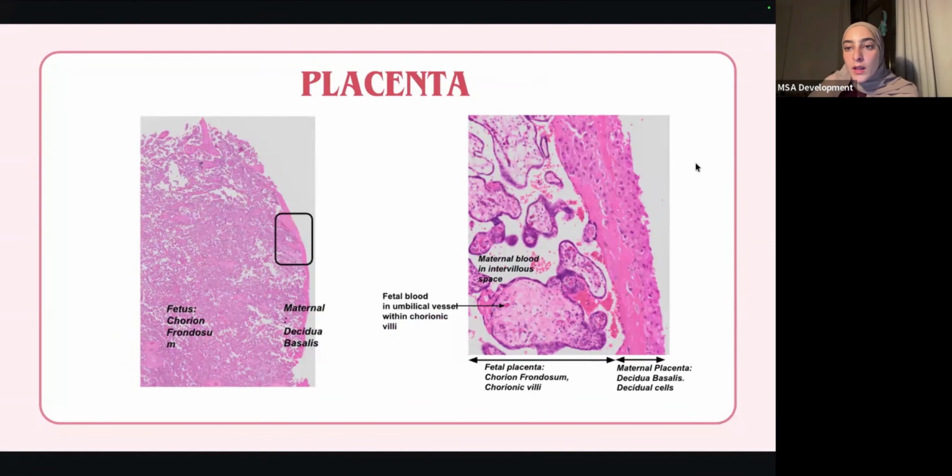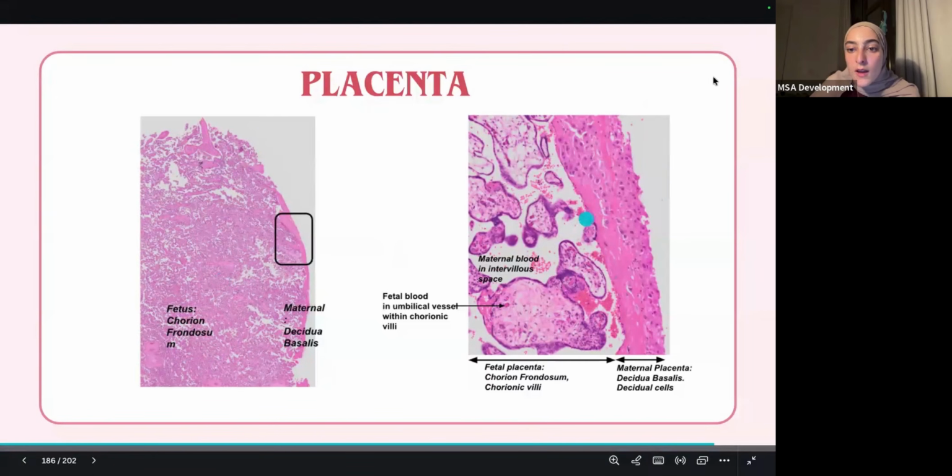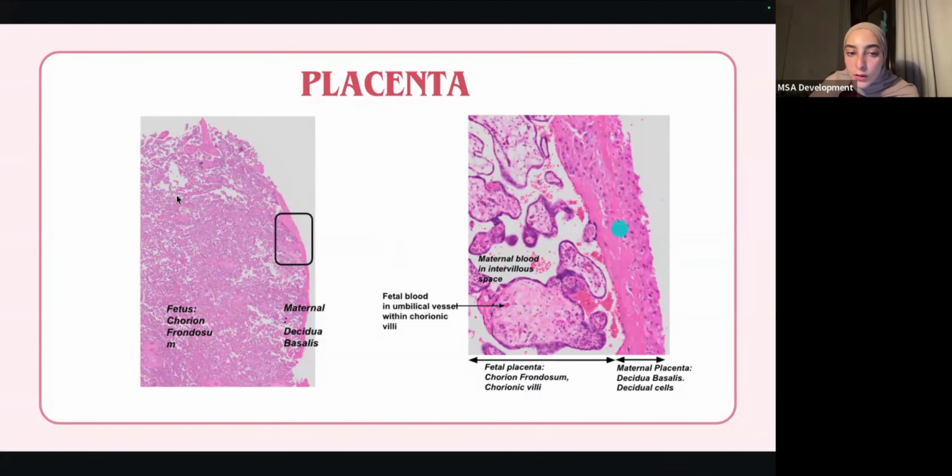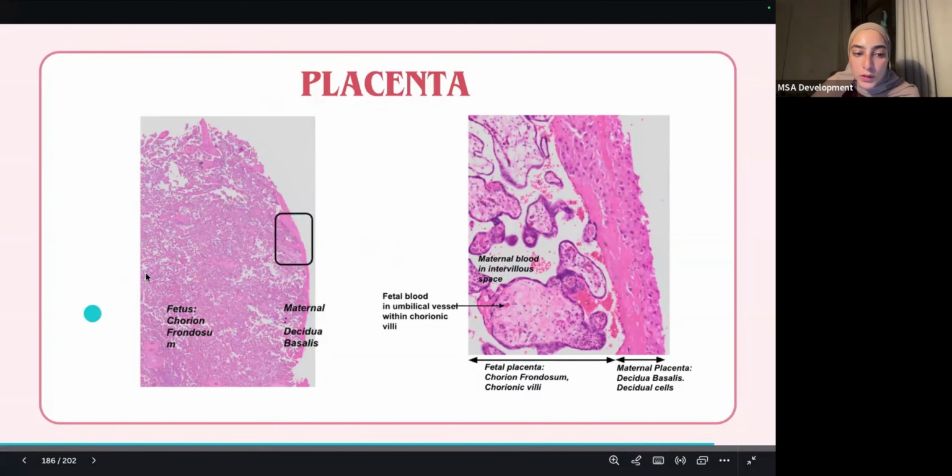The placenta, the one thing that I saw a picture of in every single past paper. But please know this. What is this side? Okay, this is the placenta, zoomed out. This side is the maternal side, and this is where the fetus would be. But this is the fetal side. So this is the maternal side, or called decidua basalis.